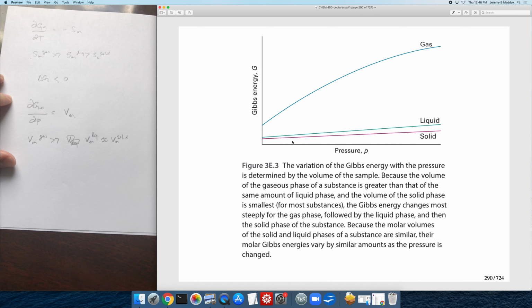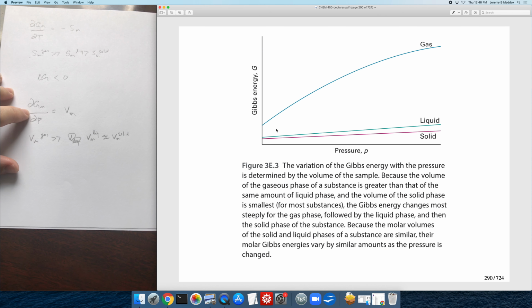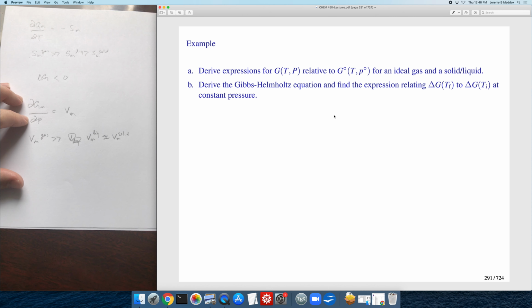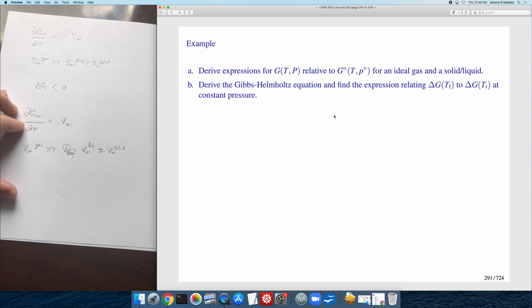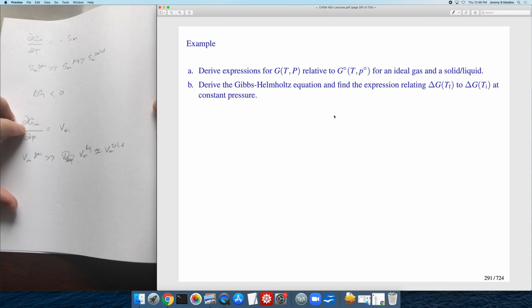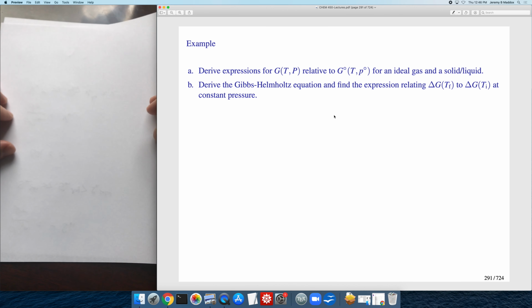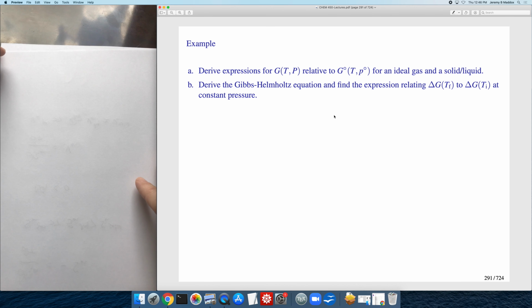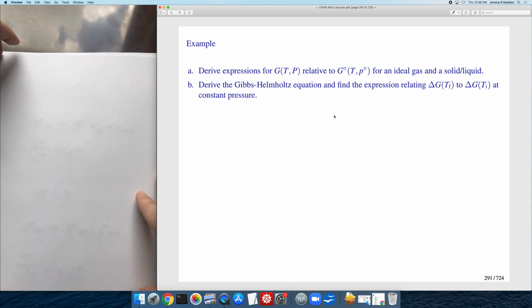Well, you see that encapsulated here, right? The slope of the Gibbs energy with respect to pressure is very steep for a gas, which has a large molar volume. But for the solid and liquid, it's not as large. It increases more slowly. We'll explore that a little bit further in this next example problem, where we are being asked to derive some expressions for the Gibbs energy.